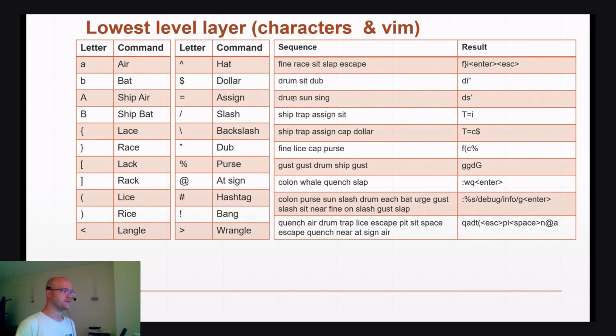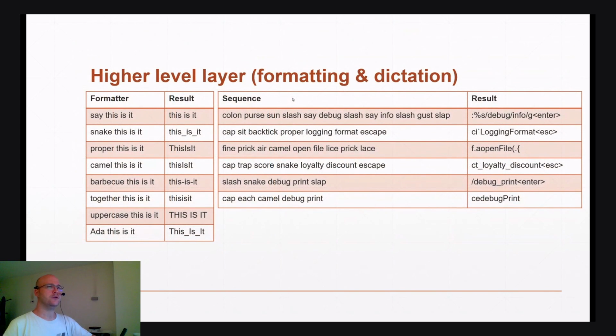So this obviously begs a much neater solution where we can say less and still get the right result. So we get to a higher level layer where we specify formatting, we can say words and have them output properly. Immediately we can see that we have the command say, and then we say a phrase. This will simply output that phrase. So say debug will just output debug, so we don't have to spell debug now. If we say snake, we get underscore-separated words.